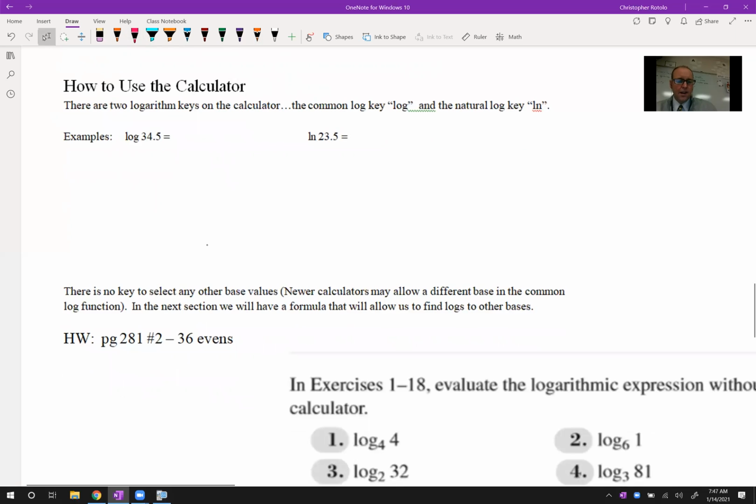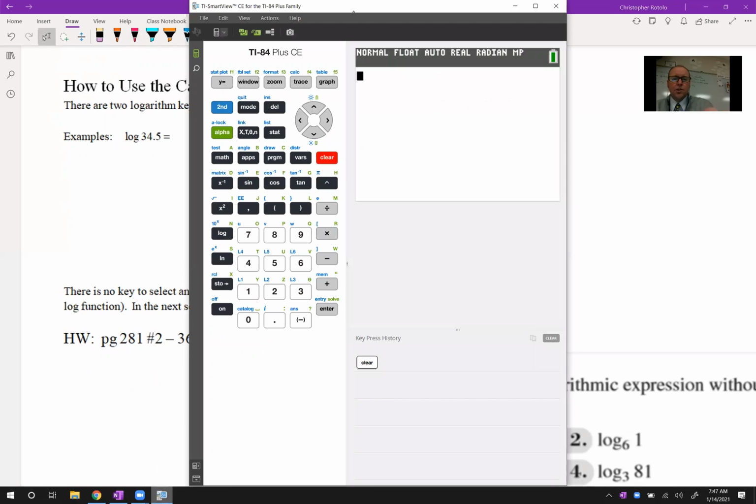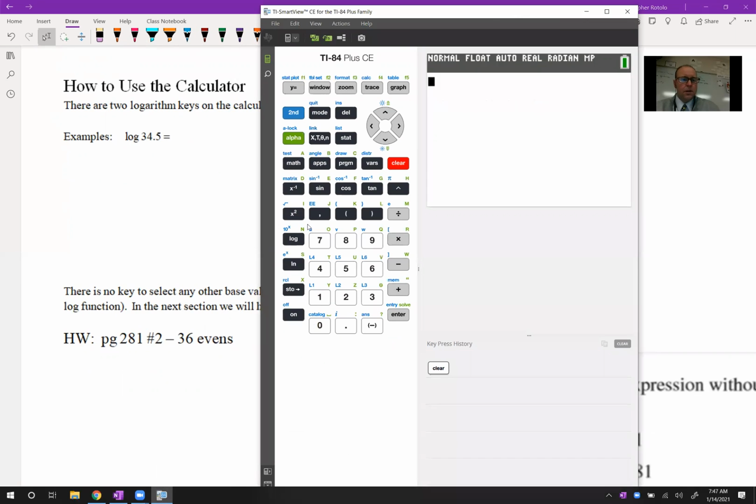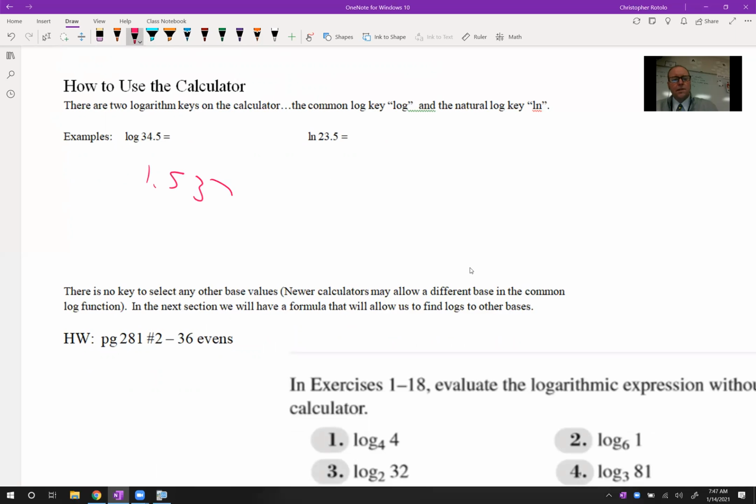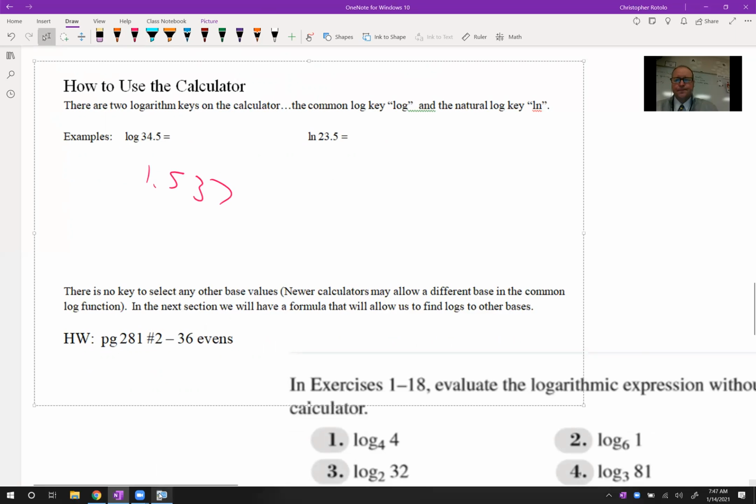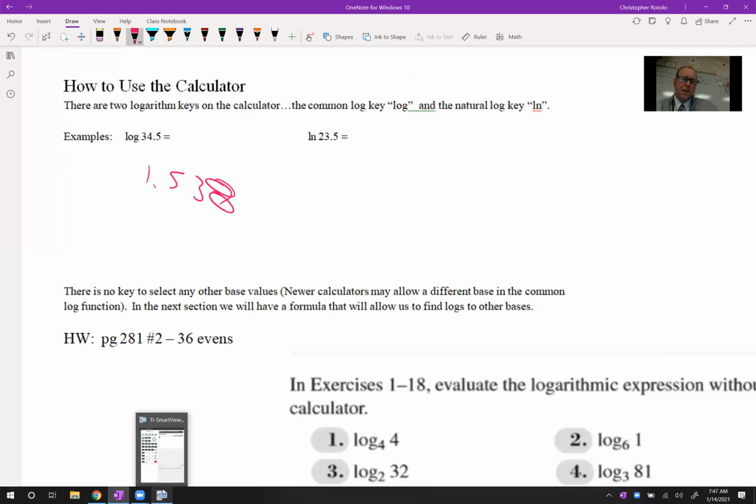All right, how to use your calculator? I tried to preview and just show you guys what's going on here. These are common logs. So log of 34.5. Now, if I had extra stuff, I would close my parentheses, but I don't need to here. And if I was going to add multiple logs or anything like that. So 1.537. Oh, if we're going to round it, let's make it 1.538. So that works there. All right, does that make any sense?